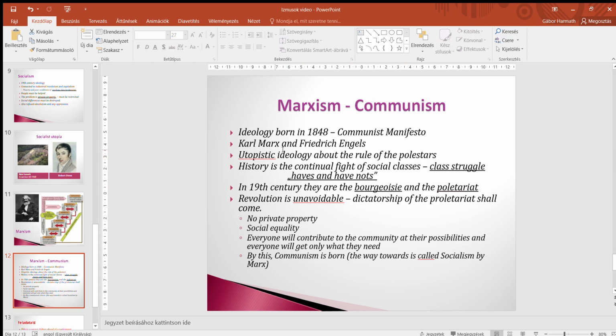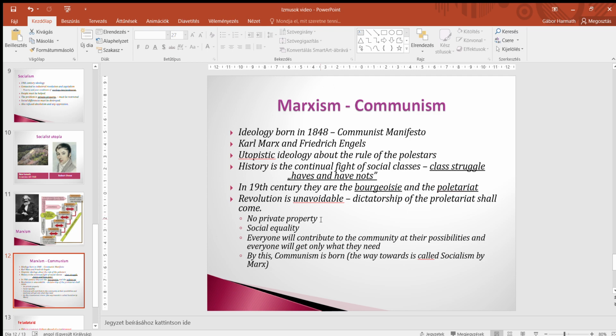Karl Marx and Engels created it, utopistic, because it's really hard to imagine in its creation. History is a continual fight of social classes. Please remember the word class struggle. They are fighting between the haves and the have-nots. Right in his time, in the 19th century, we call them bourgeoisie and proletariat. Bourgeoisie is those people who have things like factories and such. Proletariats are the working class.